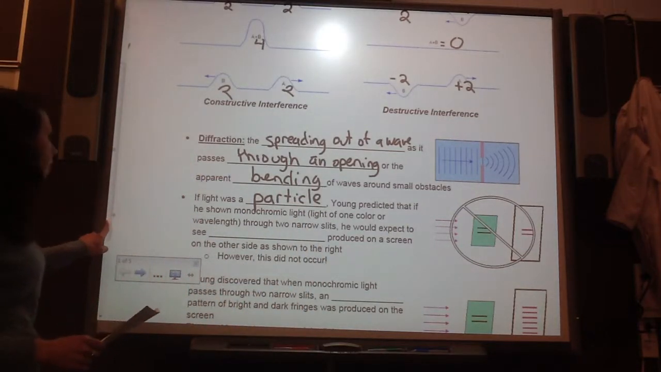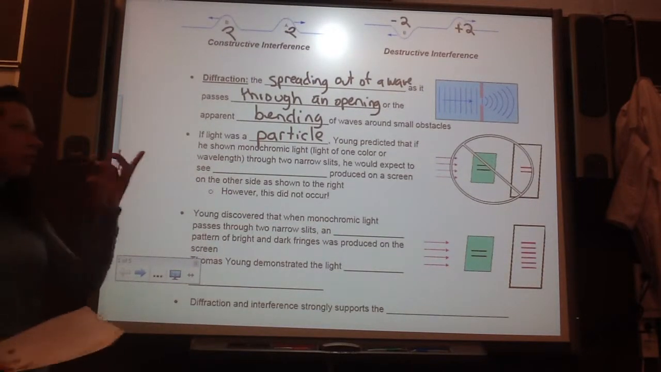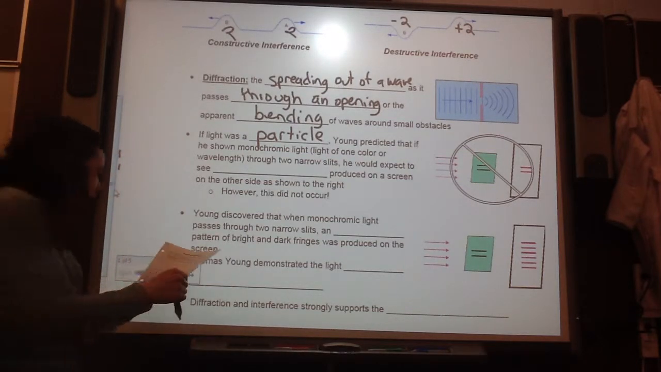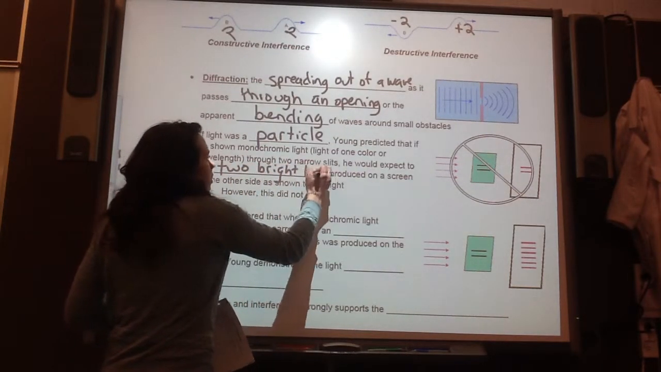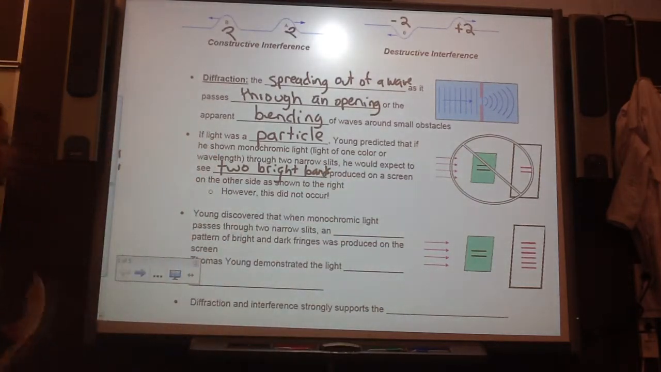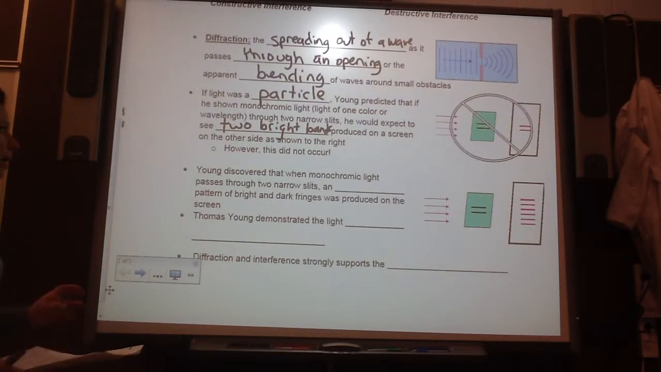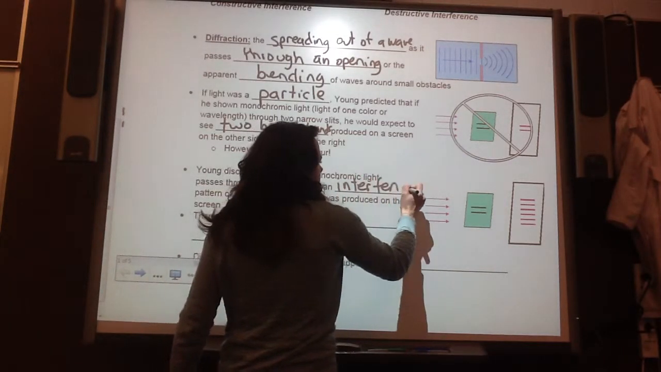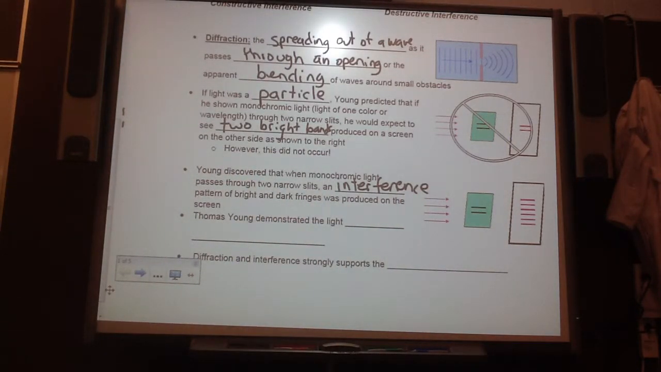Young predicted that if he shone monochromatic light, so light of one color, of one wavelength, through two narrow slits, he would expect to see two bright bands produced on a screen on the other side, as shown to the right. However, this did not occur. Young discovered that when monochromatic light passes through two narrow slits, an interference pattern of bright and dark fringes was produced on the screen.